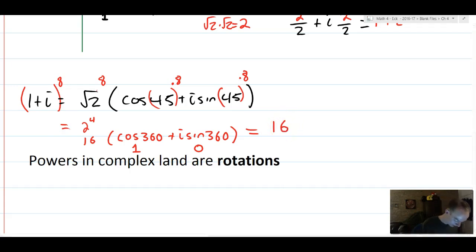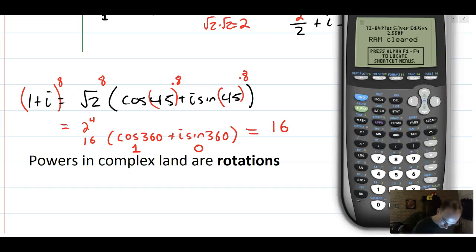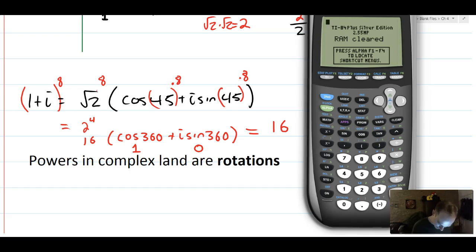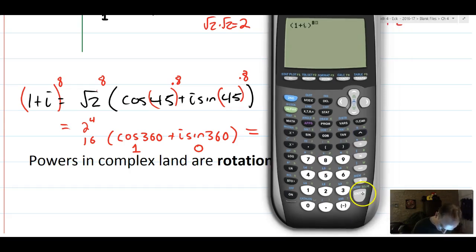And really, this is equal to the number 16. If you don't believe me, maybe you will believe our friend from Texas. Now, if you don't know where the i key is, it's right above the period here. So you can hit second period. Let's see what she says. 16. So sometimes a power you'll do would be horrible to do by hand. No fun, not at all. And look, it's just a nice number.